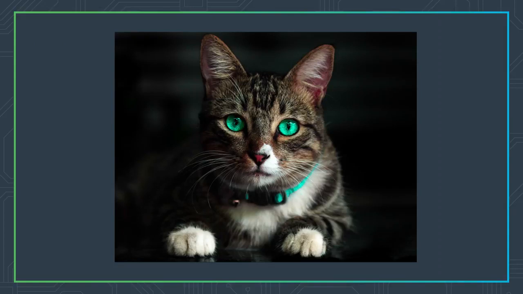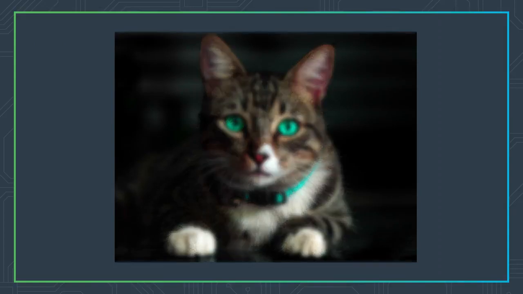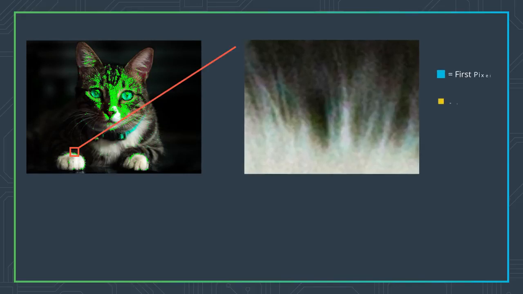So how does BRIEF create these binary descriptors for each key point? The BRIEF algorithm starts by smoothing a given image with a Gaussian kernel in order to prevent the descriptor from being too sensitive to high-frequency noise. Next, given a key point like the one here in the cat's paw, BRIEF selects a random pair of pixels inside a defined neighborhood around that key point. The neighborhood around the key point is known as a patch, which is a square with some pixel width and height.